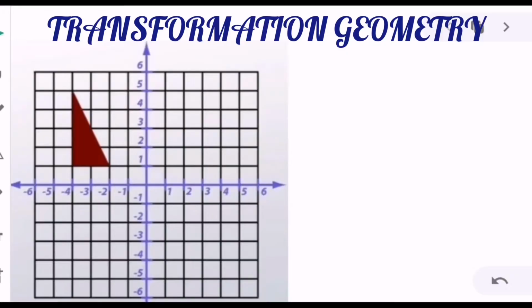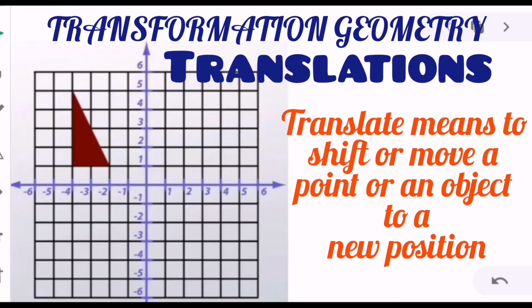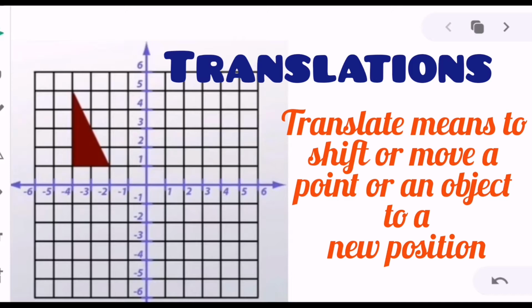In today's lesson, we're looking at translations. We're still under transformation geometry and we're looking at translations today. Now, to translate in mathematics means to move or to shift an object or a point. So we're going to look at how to move a shape or how to shift a shape or a figure or any given point from one position to another position.